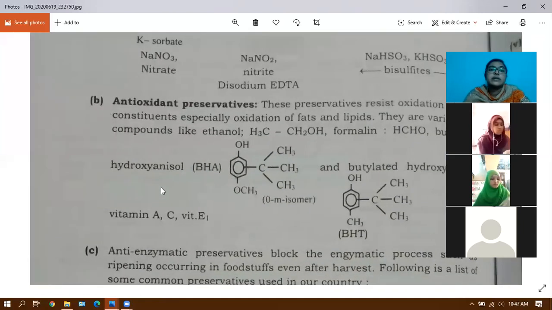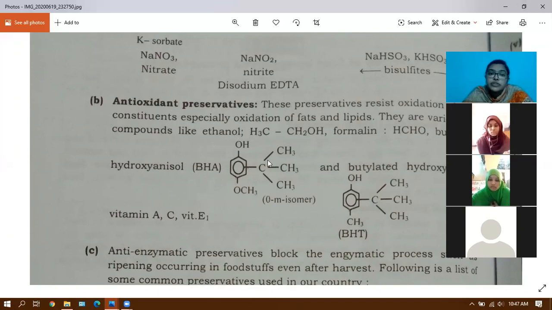Antioxidant preservatives. These preservatives are varieties of compounds like ethanol, formalin, BHA, BHT. Sometimes a question is given in your examination: what is BHA and BHT? These preservatives resist oxidation of foods, especially oxidation of fat and lipids.